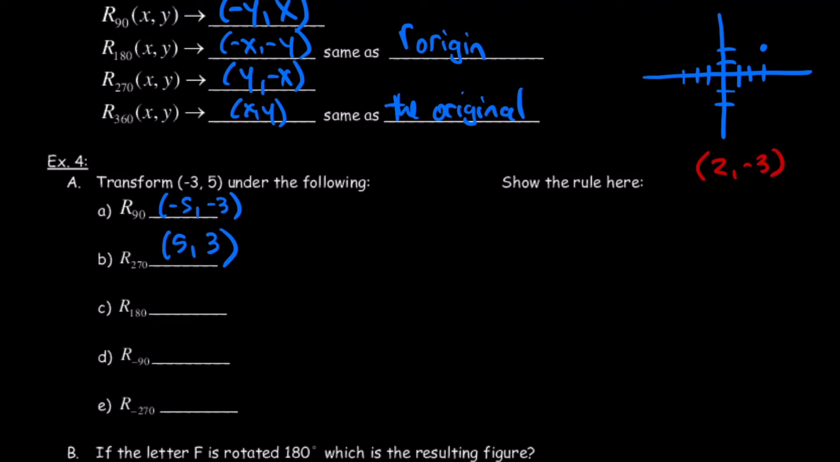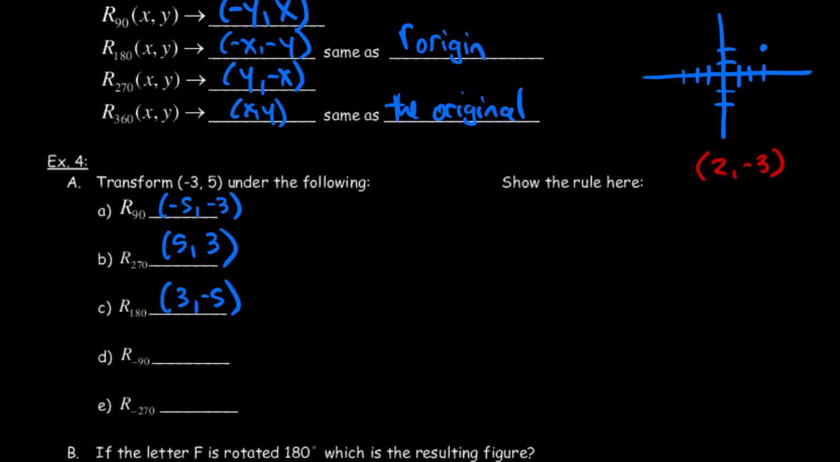The next one, a rotation of 180 degrees, I think is the simplest because all we have to do is negate both. Don't change the order. So if I negate that, it becomes +3. If I negate that, it becomes -5. So this is just 3, -5.